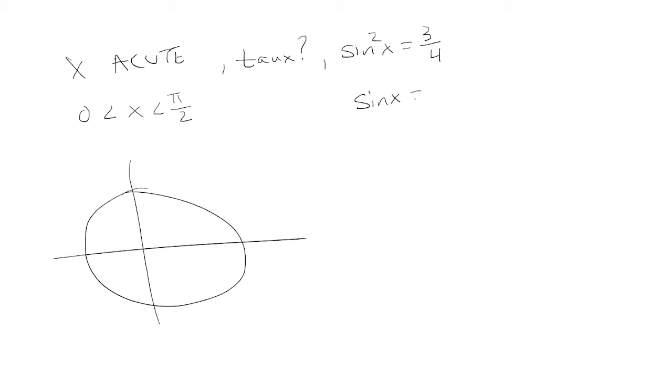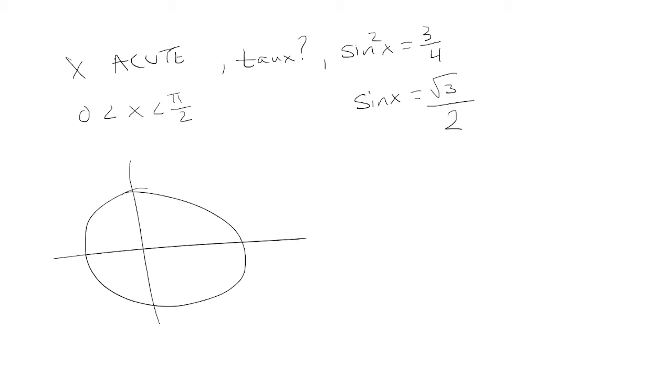I take the square root of both sides. Now the square root of 3 is just square root of 3, while the square root of 4 is just 2. Technically, you have to do plus or minus, since you're taking the square root of both sides. But because we said we're in the first quadrant, sine is positive. So we're only considering positive root 3 over 2.